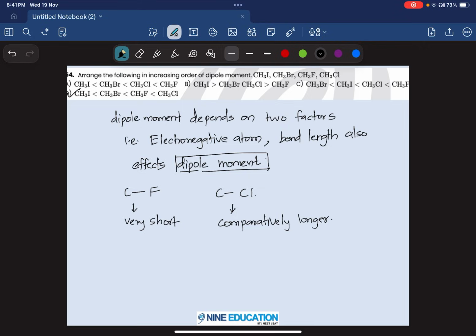Okay, so that is question number 54. That's why the option will be option D. Generally, if you compare the electronegativities, you will get option A as the answer, but only in case of carbon-fluorine and carbon-chlorine bond, because of the bond length, the carbon-chlorine bond attains more dipole moment over the carbon-fluorine bond. Others are not affected by this bond length order.